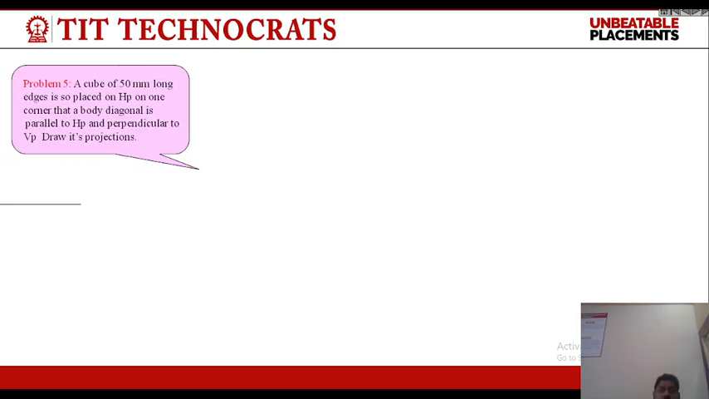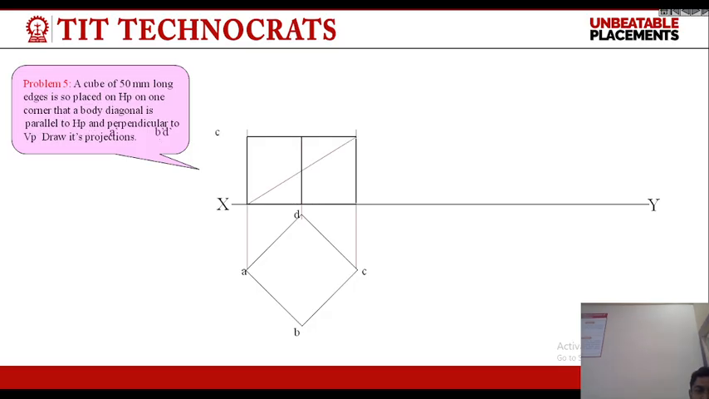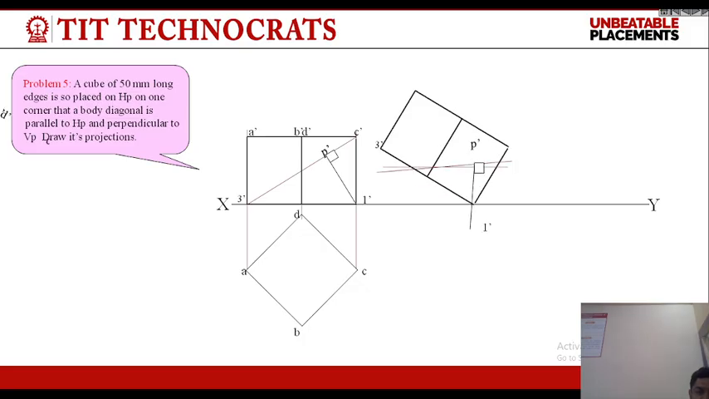A cube of 50 mm long edges is so placed on HP on one of its corners that a body diagonal is parallel to HP and perpendicular to VP. Draw its projection. This is the cube of 50 mm long, ABCD. This is the top view of the object. This is the diagonal, that is 3 dash to C dash. This is a line from the corner and perpendicular to this.